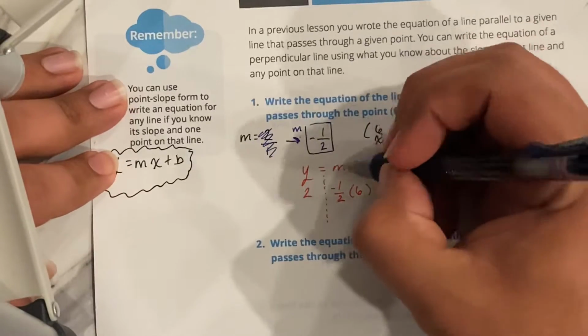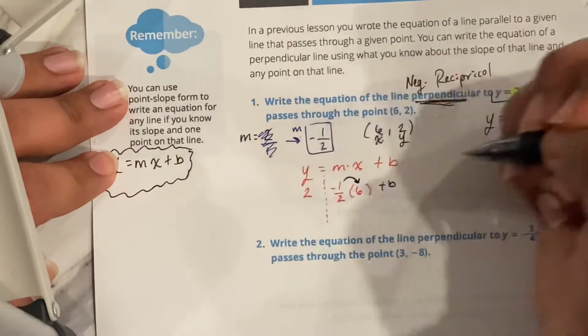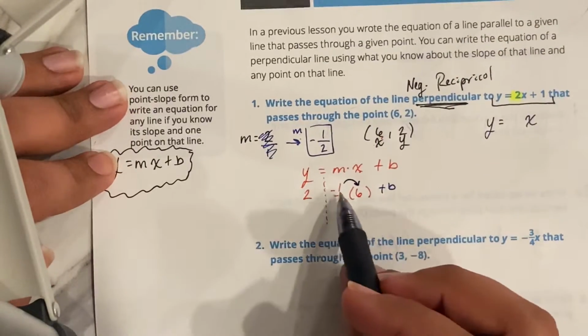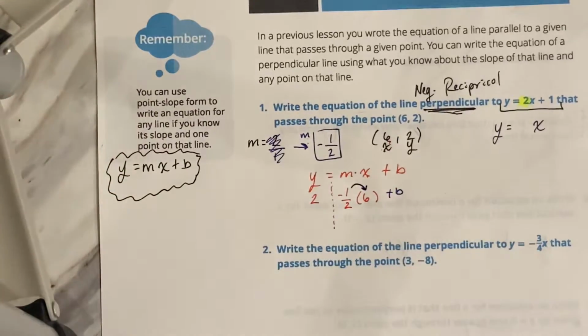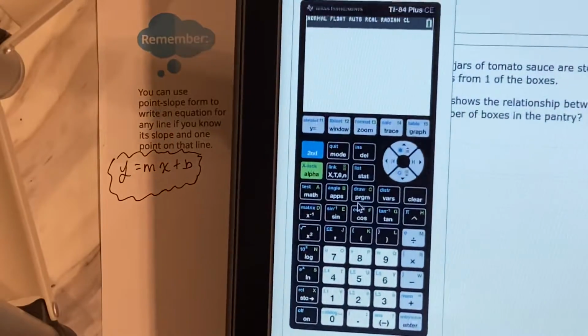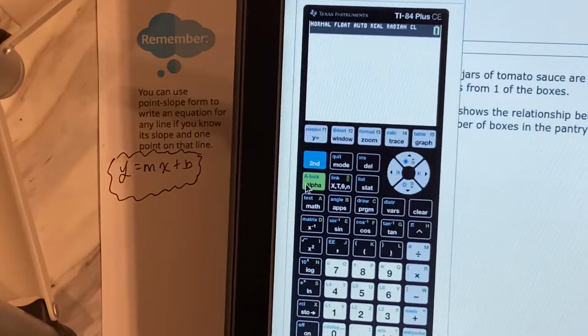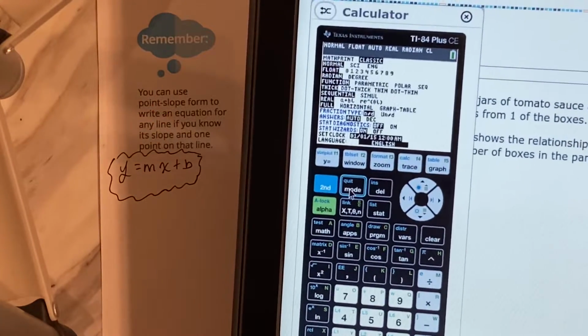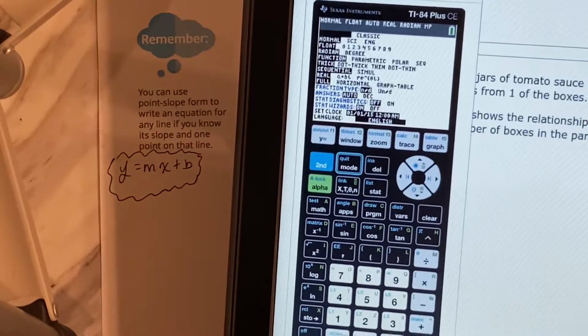What do I do next? Parentheses shows distribution. Negative 1 over 2 times 6. If you need to use your online calculator, most definitely use it. Hold on, let me change this guy real quick.